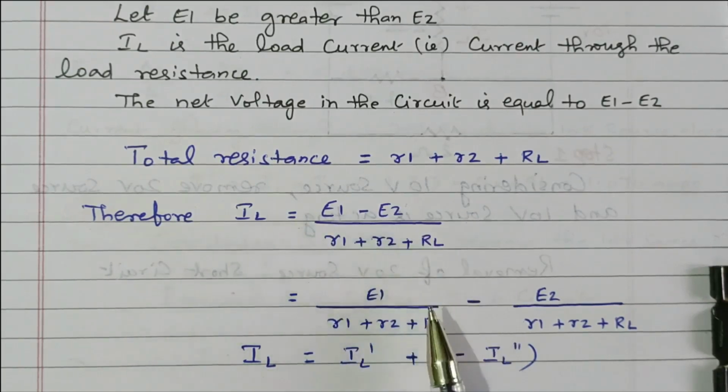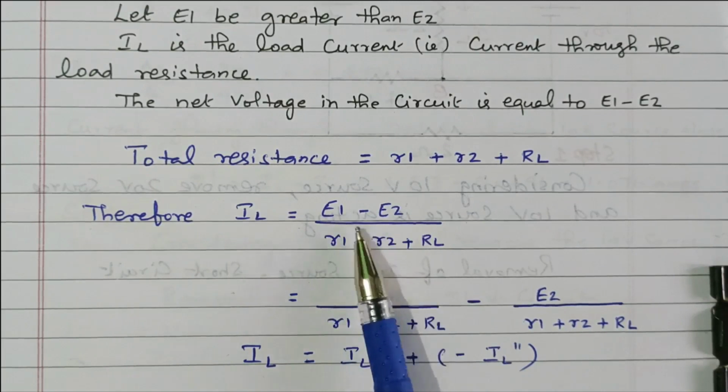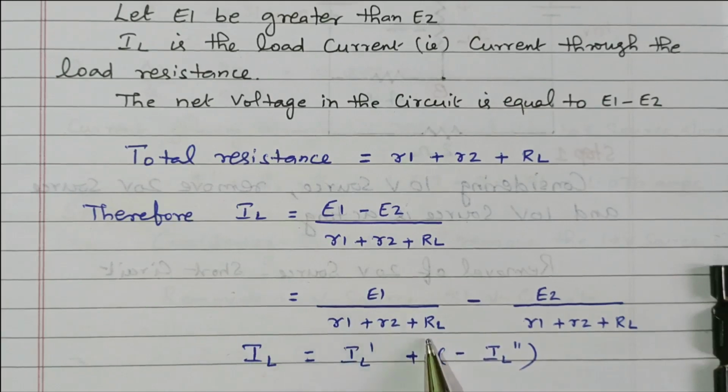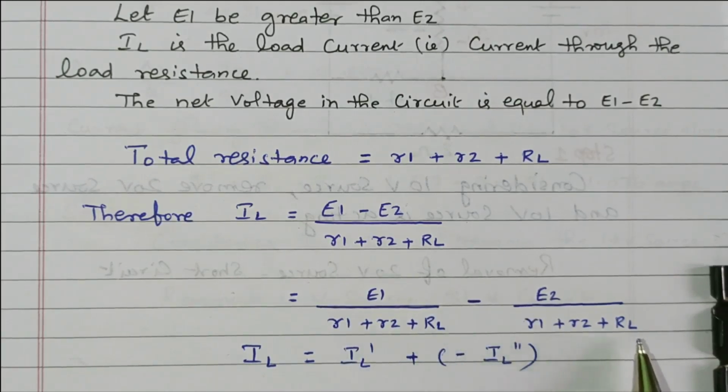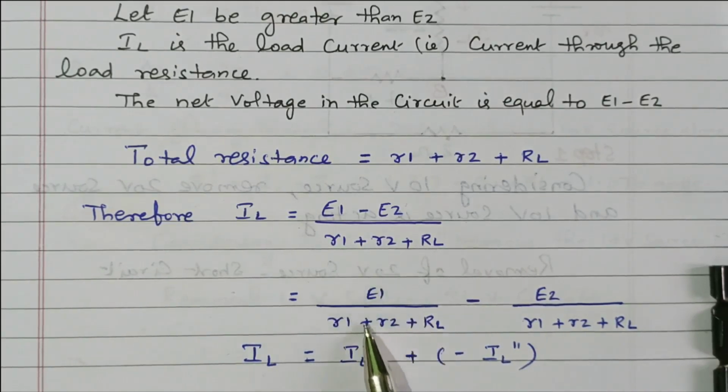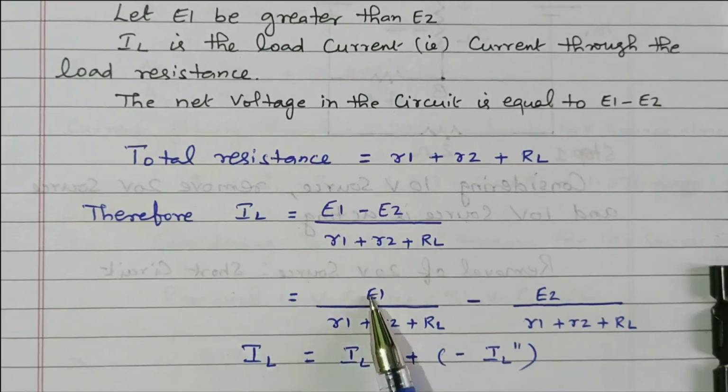Now we split these two terms. Here E1 minus E2 is available. The terms are split, so E1 divided by R1 plus R2 plus RL, minus E2 divided by R1 plus R2 plus RL. Right. So what is this? This is nothing but considering only the voltage source E1. So we can take it as IL dash. IL dash is the current flowing through the load resistor RL due to only voltage source E1.